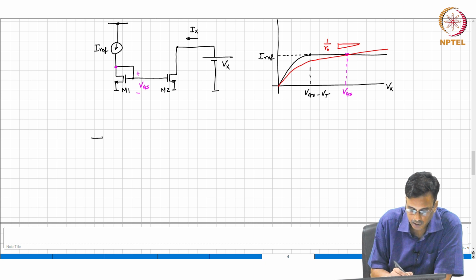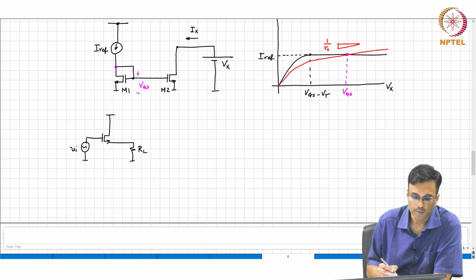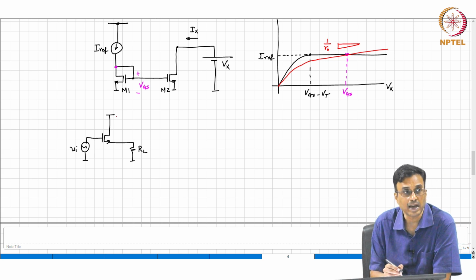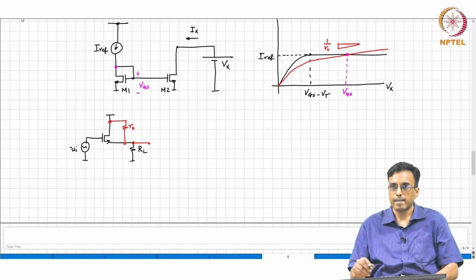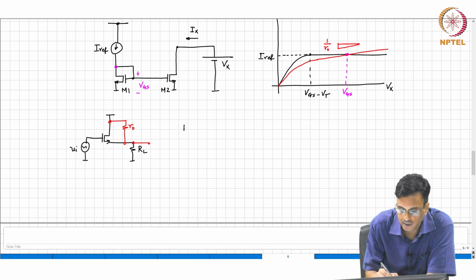Then what else? Then we did the common drain amplifier. This is Vi. Earlier we had RL, and now with the new model for the transistor, what is the extra element we have? We have RO here, and therefore what comment can we make about the incremental output voltage? All that you have to do is, whenever you saw RL earlier, now replace it with RL parallel R naught.